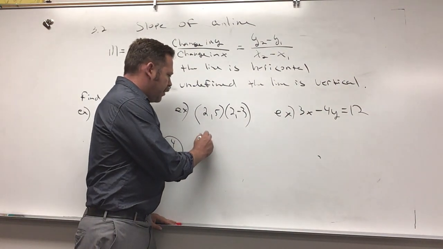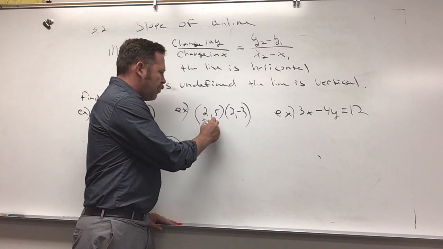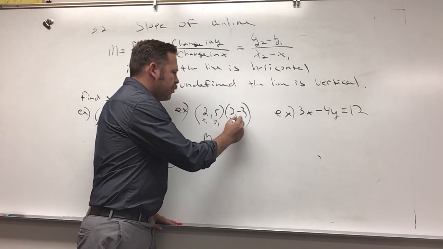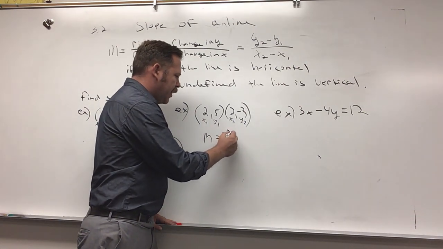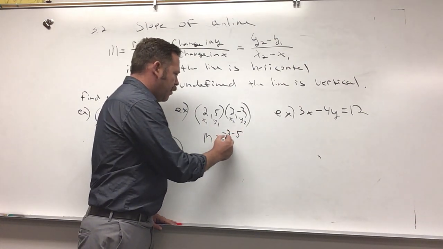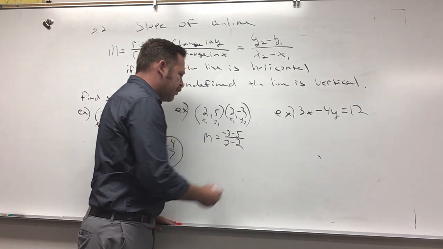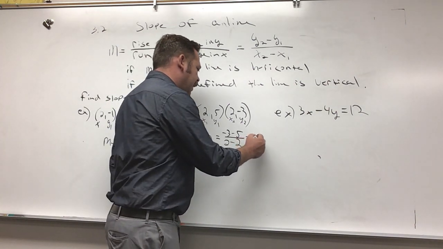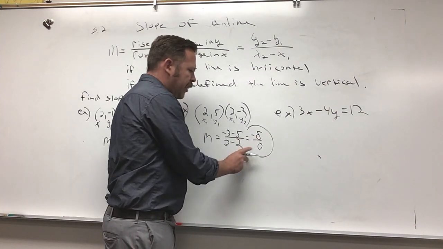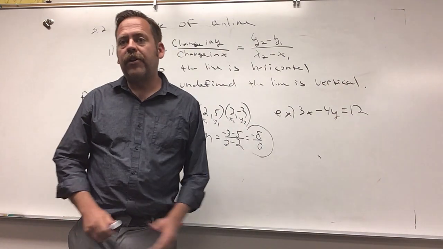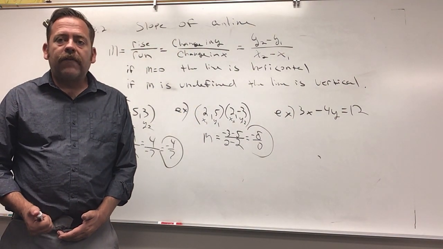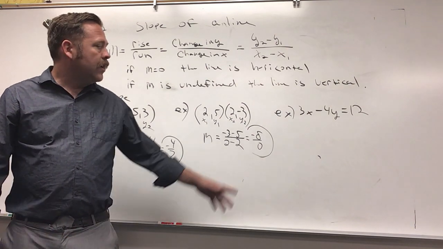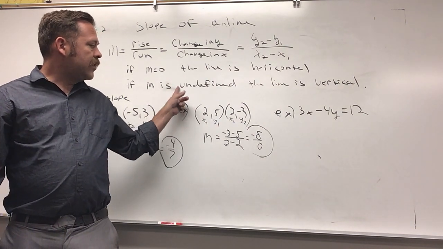Let's do m. Okay, so I'll call this x1, y1, x2, y2. So m equals negative 3 minus 5 over 2 minus 2. So I get negative 8 over 0. Uh-oh, you can't divide by 0. You can try your calculator if you want, see what it says. But that's an undefined number. You cannot divide by 0. When we say undefined, that's what we're talking about.